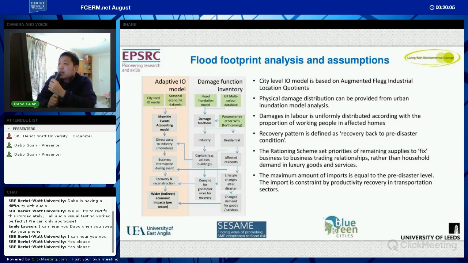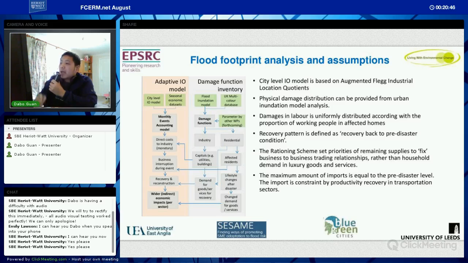I want to mention here on the rationing schemes for the recoveries: for the remaining amount of the capital or the labor loss, the remaining economic productivity, we always set the priority to fix business-to-business links, the trade links between the sectors, because that's the quickest way to recover. Of course, in reality, it's not always the real case, but let's look at an optimistic scenario. Of course, we run sensitivity analysis on those things.